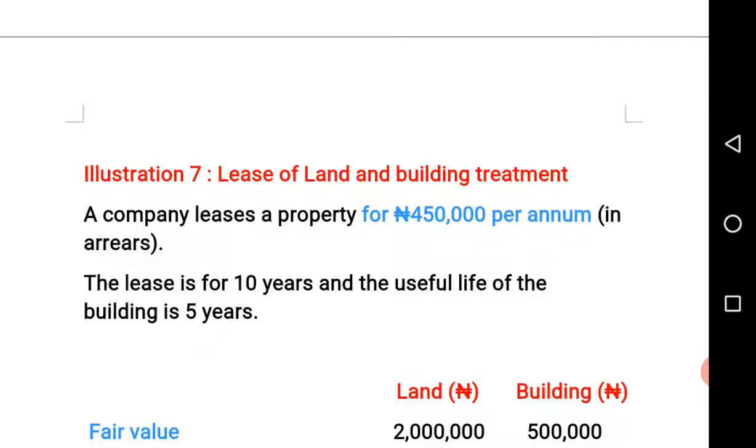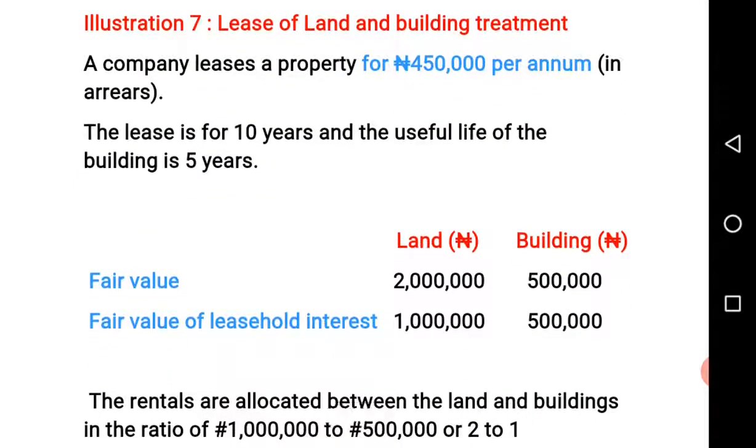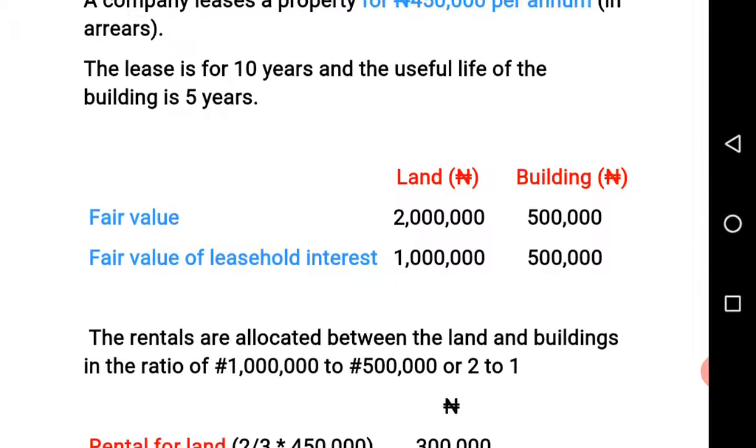Now we move over to illustration 7, which is an illustration on the treatment of land and building. It says a company leases a property for 450,000 naira, dollars, Canadian dollars, whatever, per annum in arrears. The lease is for 10 years and the useful life of the building is 5 years. So we have the fair value for land 2 million, fair value for building 500,000, fair value of leasehold interest on land 1 million, fair value of leasehold interest on building 500,000.